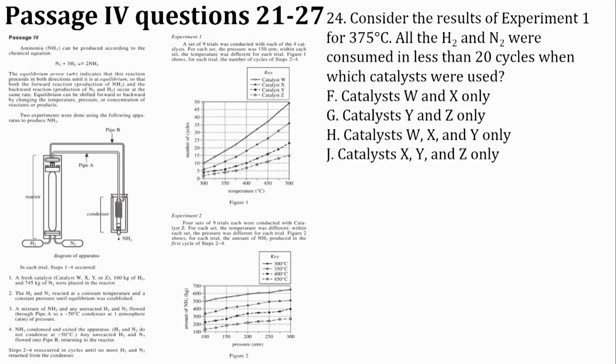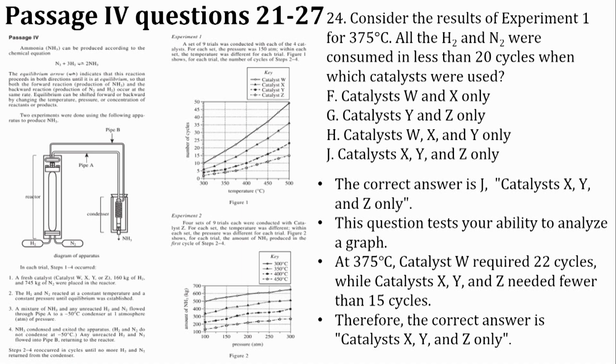All right, here's the next question. 24 says, consider the results of experiment 1 for 375 degrees Celsius. All the H2 and N2 were consumed in less than 20 cycles when which catalysts were used? Our answer choice here is J, catalysts X, Y, and Z only. This question tests your ability to analyze a graph. At 375 degrees Celsius, catalyst W required 22 cycles, while catalysts X, Y, and Z needed fewer than 15. Therefore, the correct answer is catalysts X, Y, and Z only.